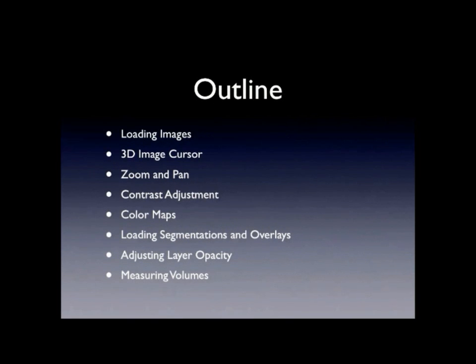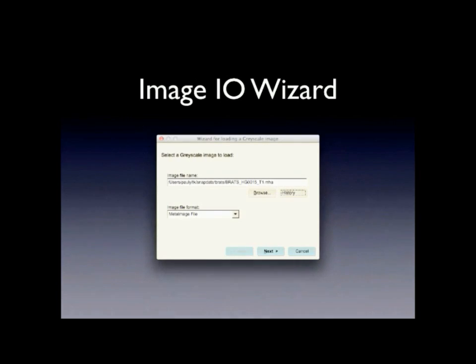So we'll try to cover quite a bit of material in this session, although a couple of the later things, depending on how the time goes, we might have to skip. So: loading images, using the 3D image cursor, zoom and pan, contrast adjustment, color maps, loading segmentations and overlays, adjusting opacity, measuring volumes. Actually, we'll go through all of these. The ones we might not get to are not on that list.